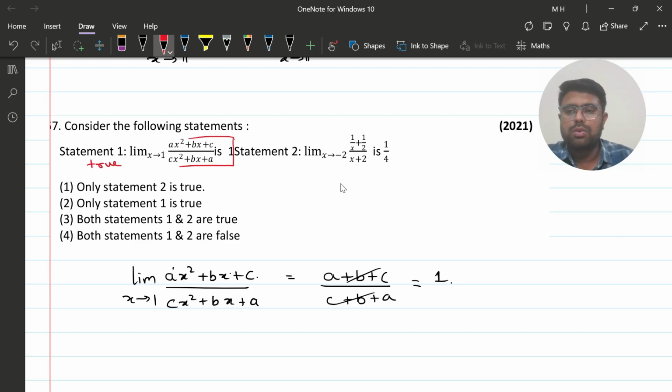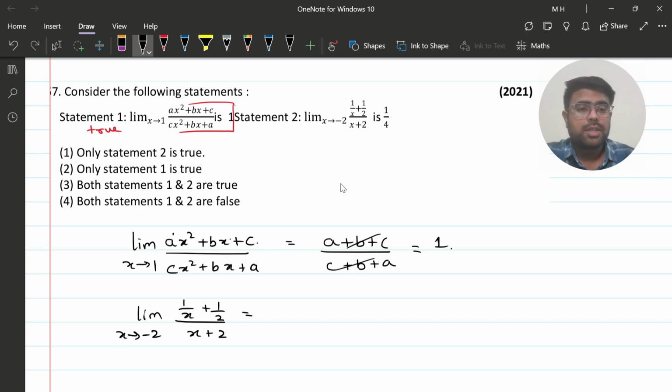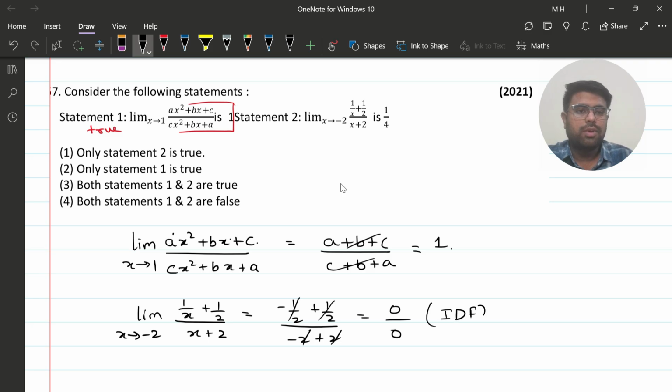Coming to statement 2, it says the limit of (1 by x plus 1 by 2) divided by (x plus 2) as x tends to minus 2, right? If I put x equal to minus 2, what am I going to get? I am going to get (minus 1 by 2 plus 1 by 2) divided by (minus 2 plus 2), which is equal to 0 by 0. This and this will get cancelled out, this and this will get cancelled out. 0 by 0, which is an indeterminate form.